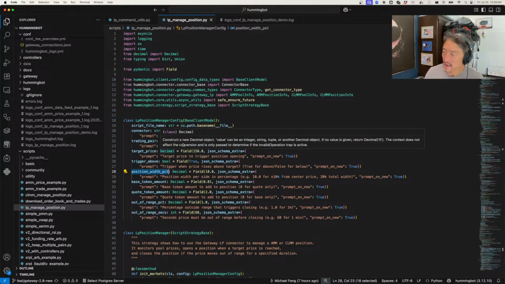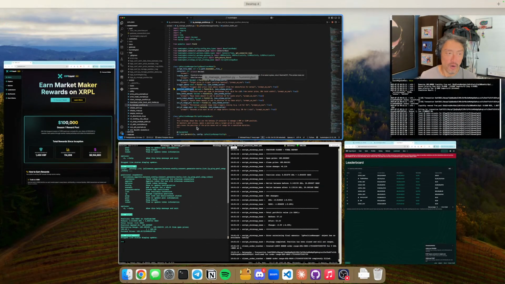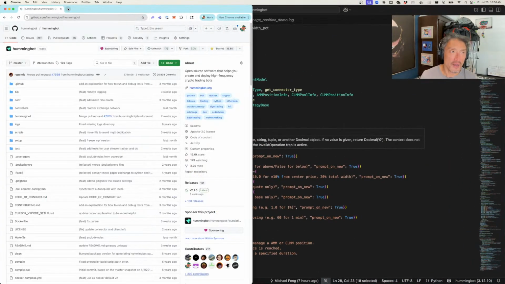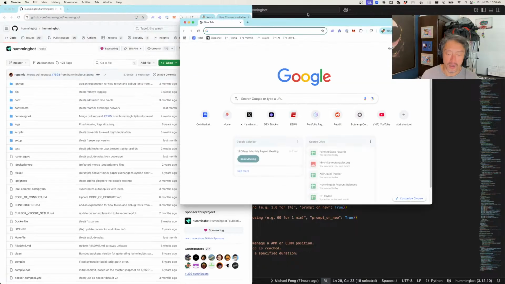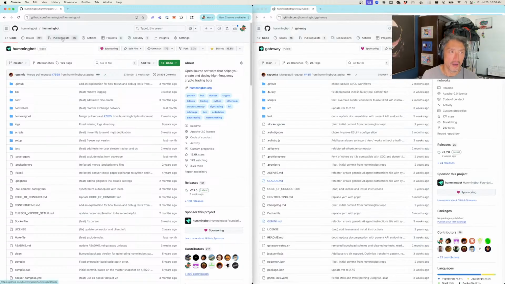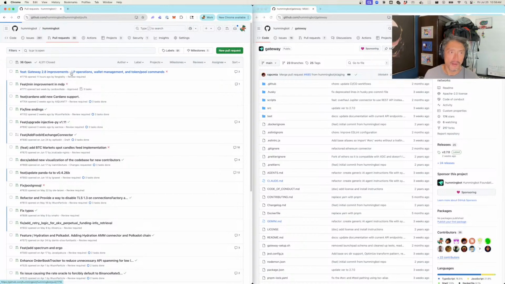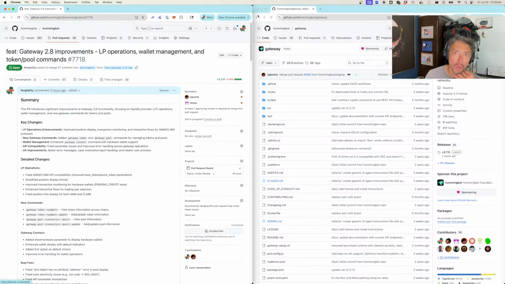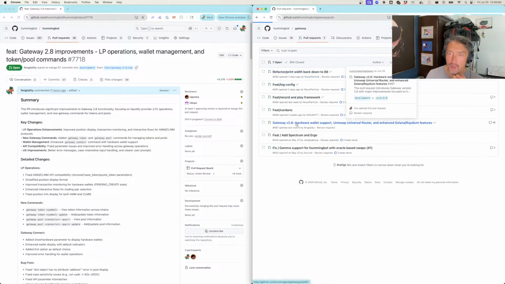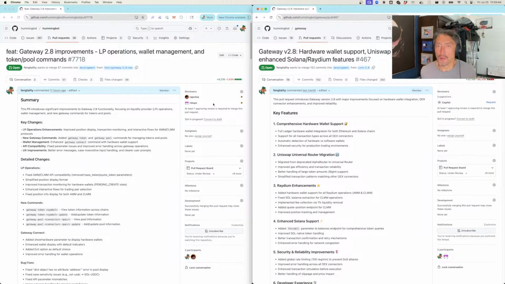All right. If you want to play around with it, the code's already live. Just go to Hummingbot on one side, and on the other side, get the gateway branch. Let me pull up those PRs again. The Hummingbot one is in this pull request called Gateway 2.8 improvements, and we also have a similar one on the gateway side for Gateway 2.8. You should be able to play around with it already, connect your hardware wallets, and start testing out swaps and LP management on Solana and Ethereum.